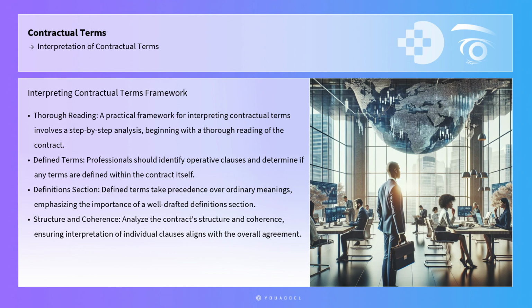A practical framework for interpreting contractual terms involves a step-by-step analysis, beginning with a thorough reading of the contract. Professionals should identify the operative clauses and determine if any terms are defined within the contract itself. Defined terms take precedence over ordinary meanings, emphasizing the importance of a well-drafted definitions section. After identifying key terms, the next step is to analyze the contract's structure and coherence, ensuring that the interpretation of individual clauses aligns with the overall agreement.